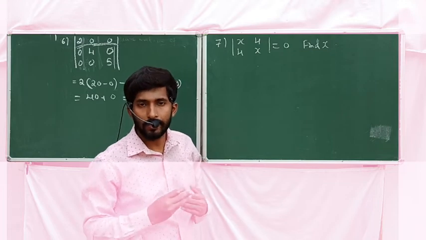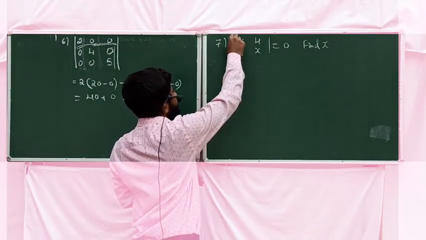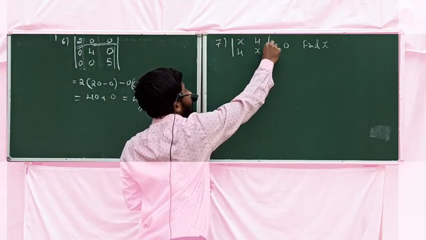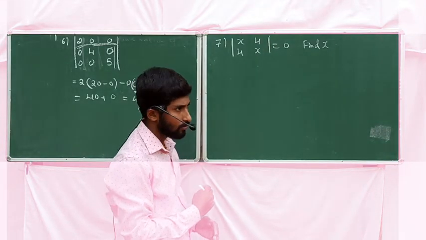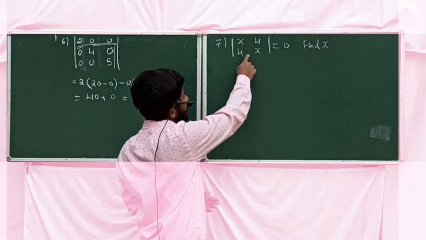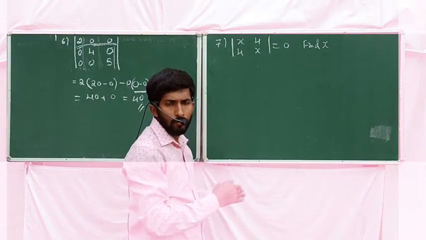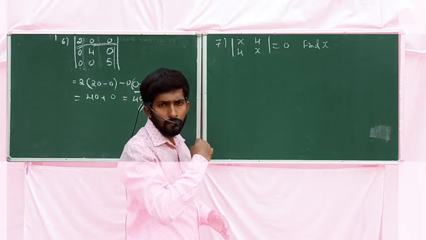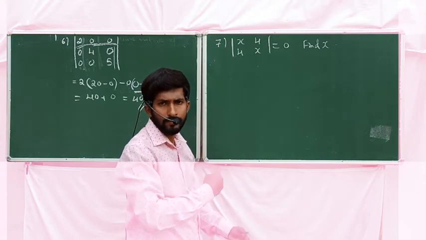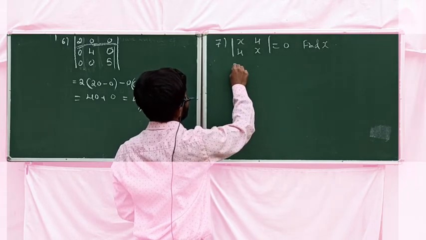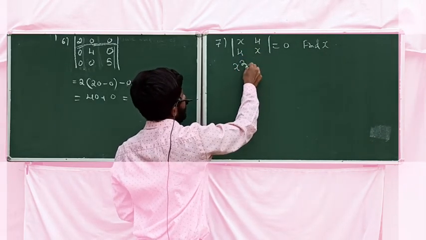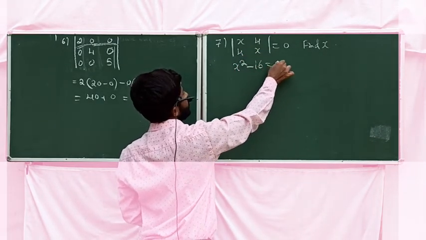But observe the notation clearly. Here matrix is not given. Here determinant is given. So you need to find the determinant first. It's a matrix of order 2. How to calculate the determinant? Okay, product of diagonal minus product of non-diagonal. So x into x, x square, 4 4s are minus 16 is equal to 0.